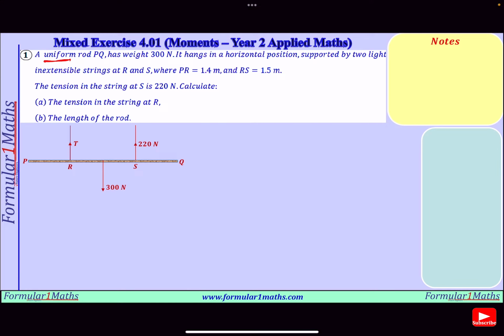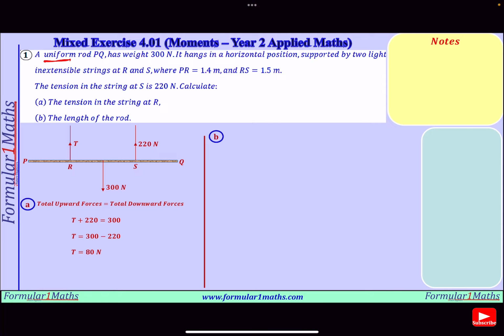For A, because the rod is in equilibrium and it's not moving up or down, we can say that total upward forces is equal to total downward forces. That means T plus 220 is equal to 300. We can then rearrange and solve and get T is equal to 300 minus 220, and that gives us T is equal to 80 newtons.